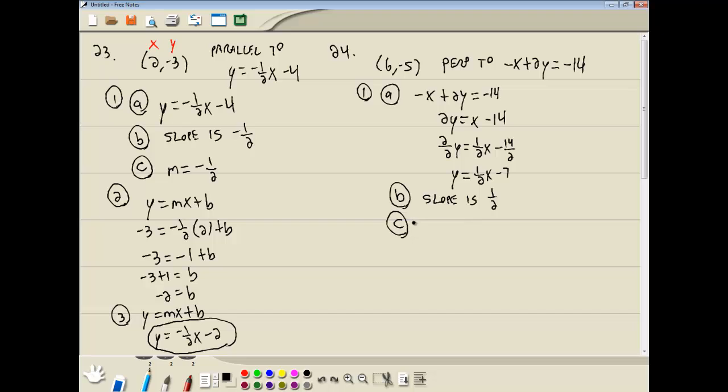Now c. Perpendicular lines have slopes that are negative reciprocals. So we're going to start with the slope from 1b, which is 1/2. We write it in fraction form. It's already in fraction form. We're going to flip it. That's the reciprocal part: bottom goes to top, top goes to bottom. So 1/2 becomes 2 over 1. And then we're going to change its sign, so it goes from positive 2 over 1 to negative 2 over 1. So the m we're trying to find is negative 2 over 1, or negative 2.